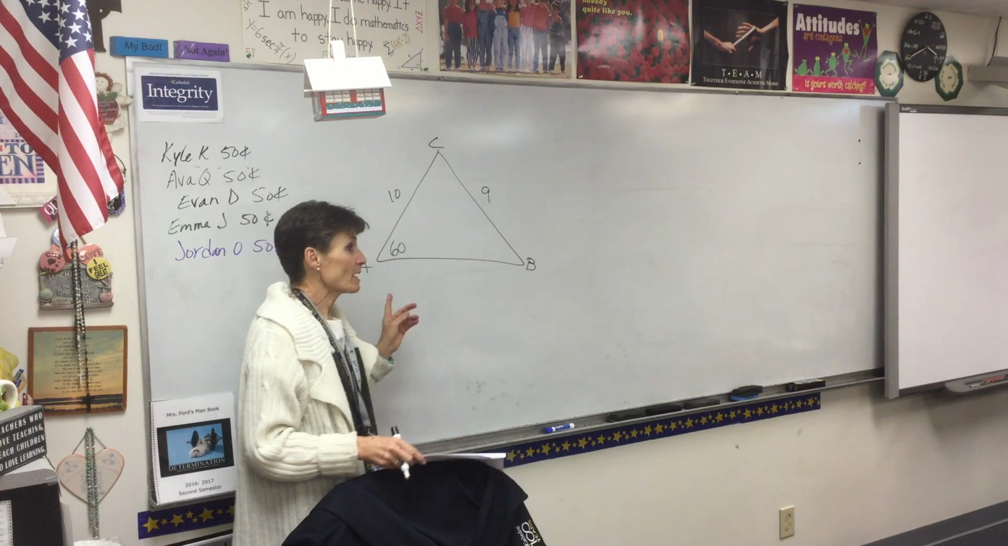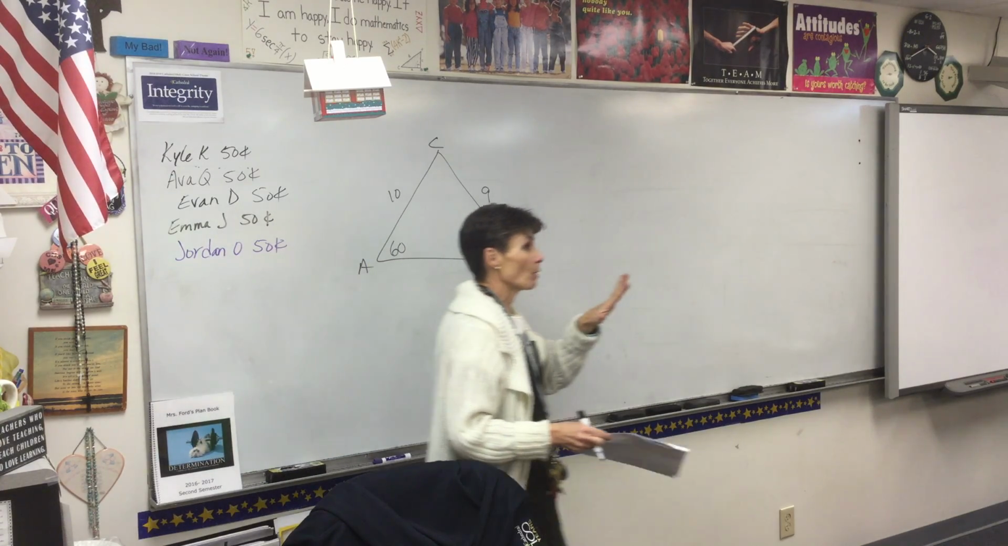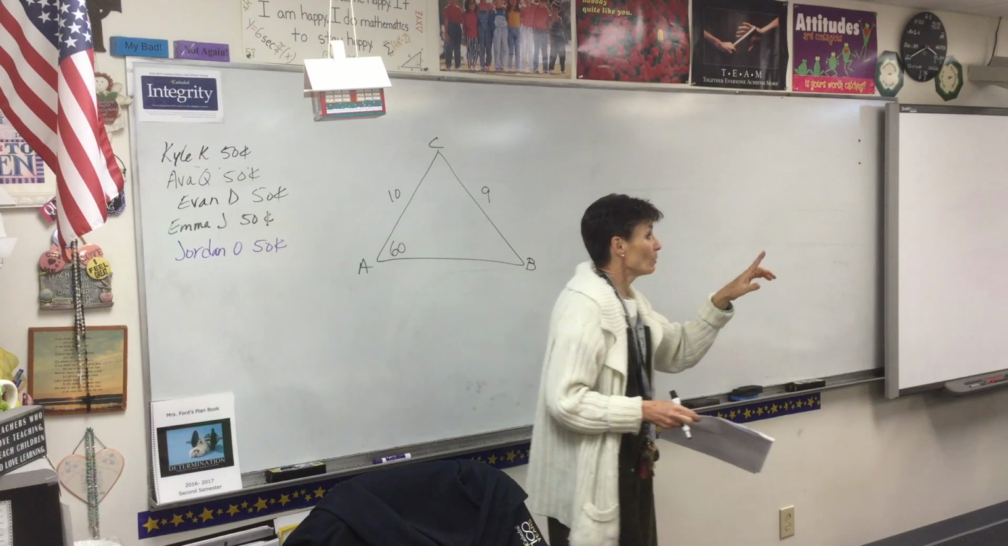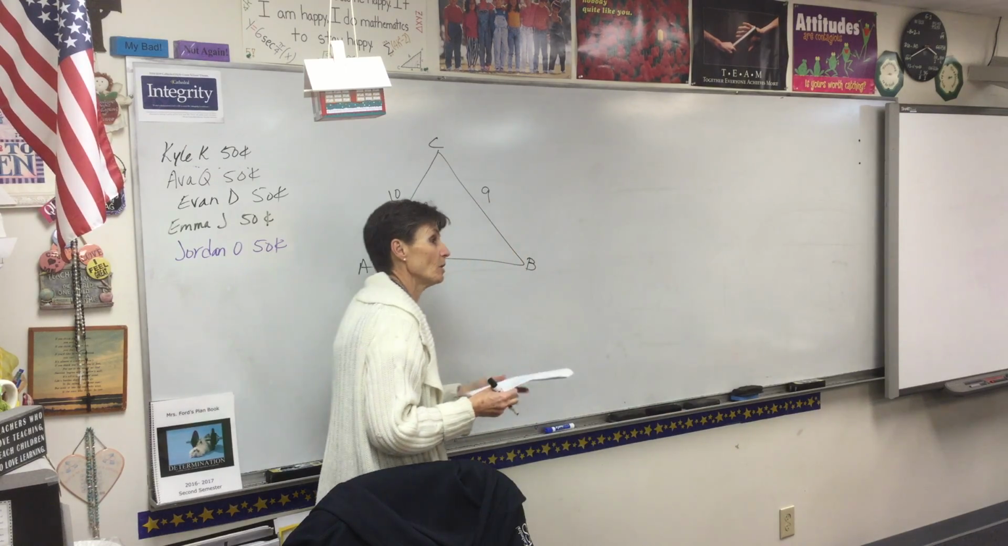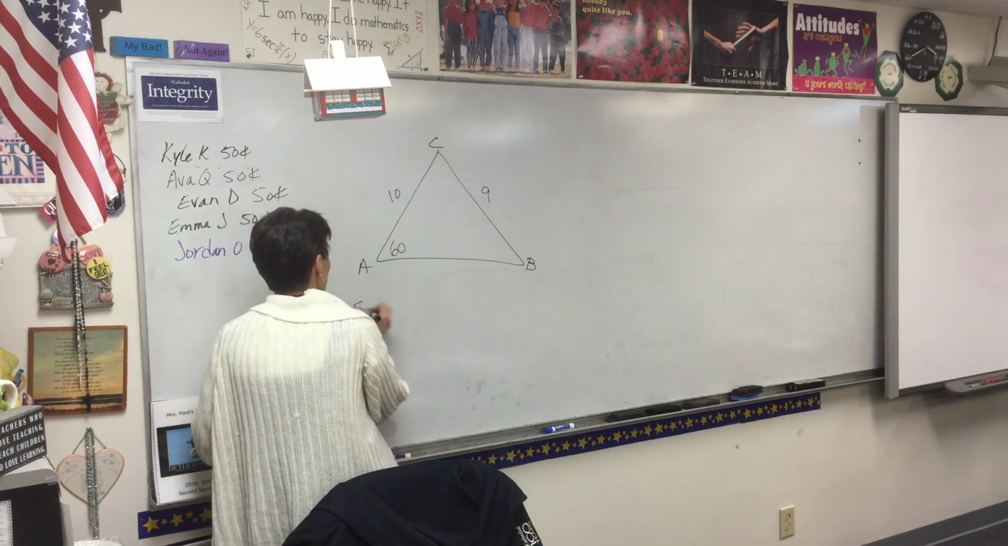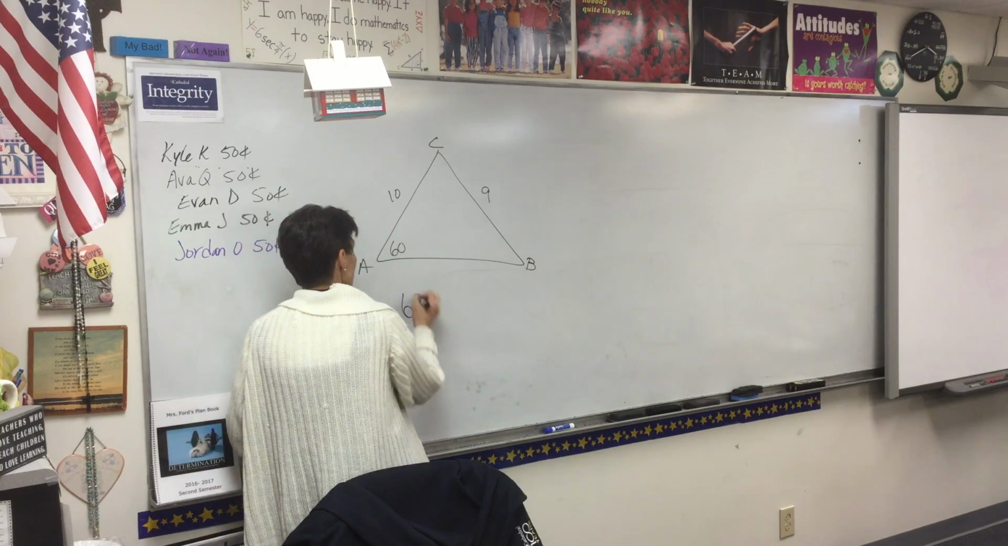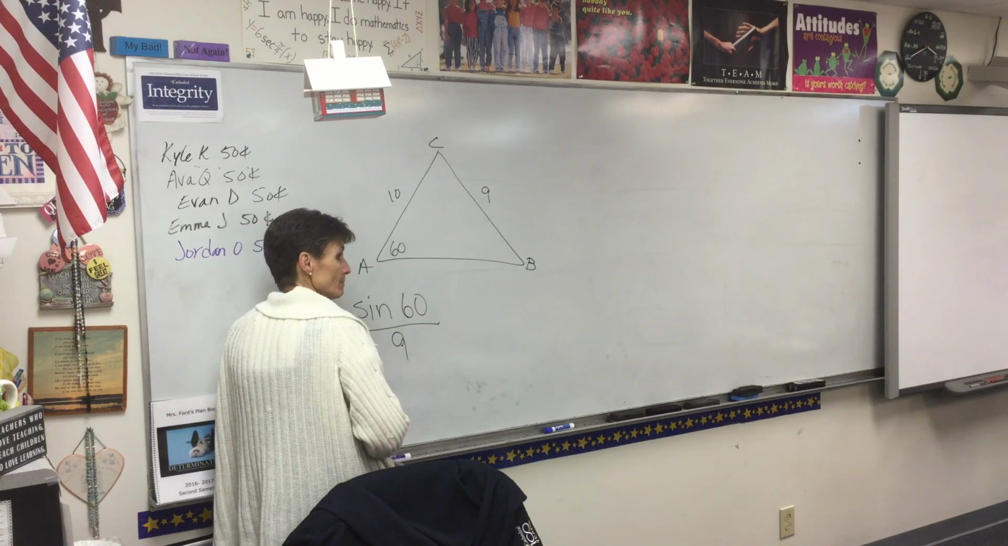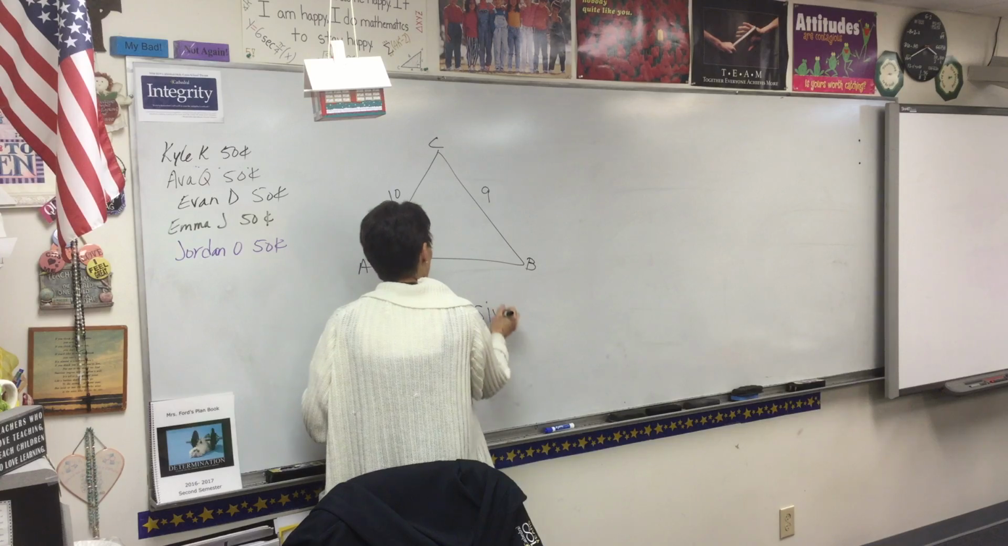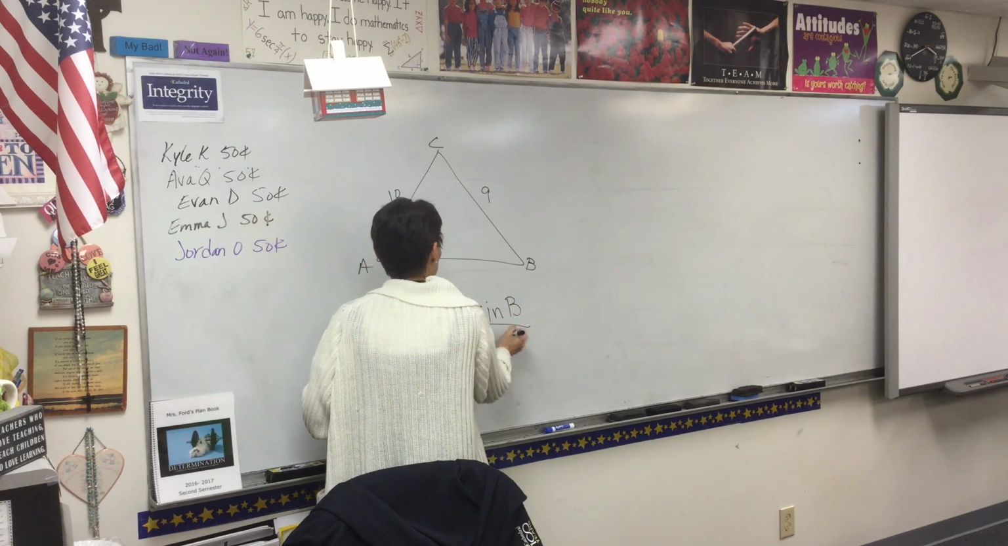Now, who remembers how we started this? This is our 5th problem we've done like this. We set up a proportion with the law of sines. So sine 60 over 9 equals sine B over 10.